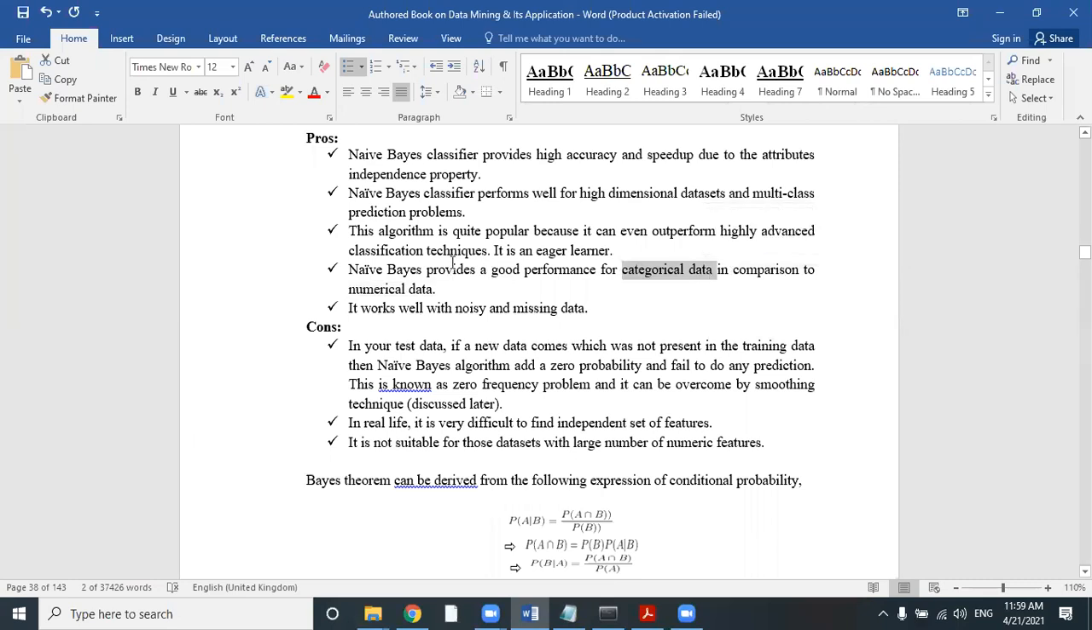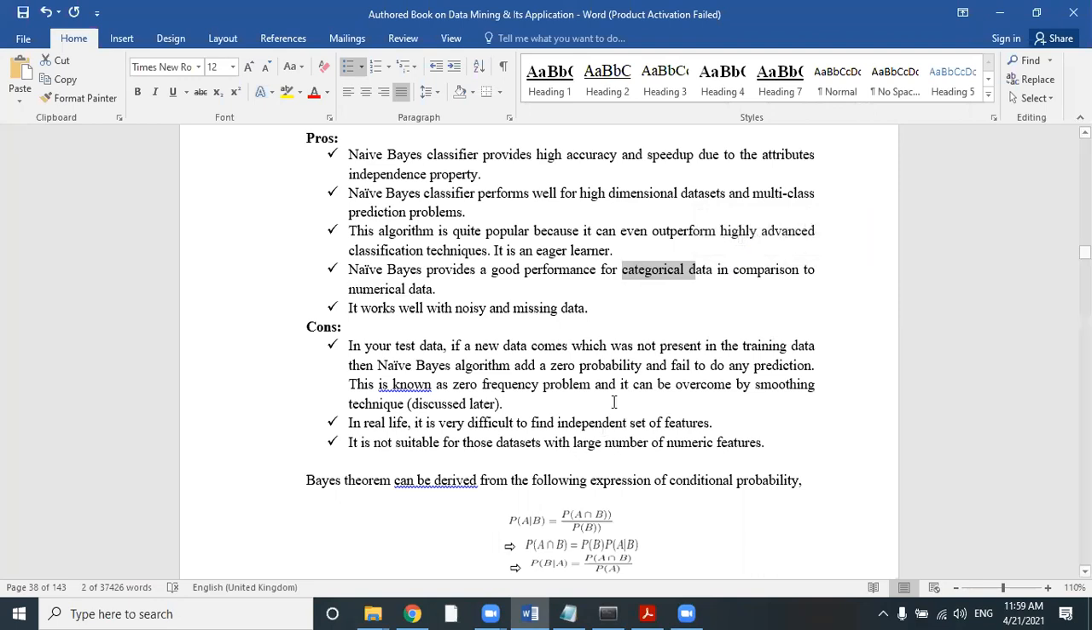KNN, K nearest neighbor, provides better performance in case of numerical data compared to categorical data. Just the opposite of naive Bayes. So in the examination, you may face questions like: what are the advantages of naive Bayes over KNN, or what are the advantages of KNN over naive Bayes?